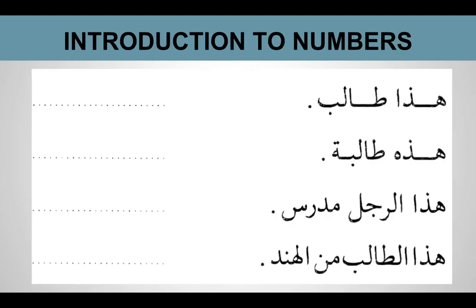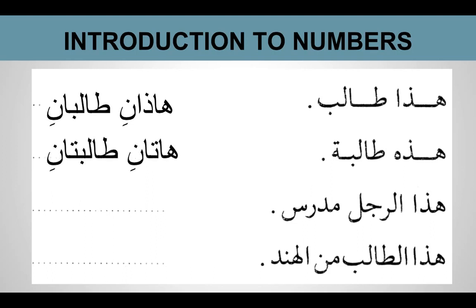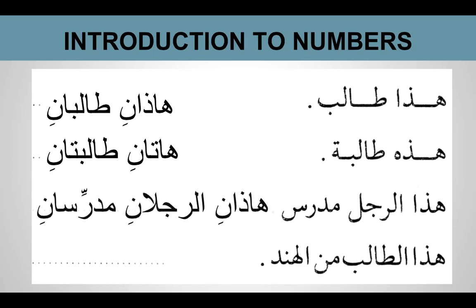Hada talibun. So it is hadani talibani. هذه طالبة will be هاتان طالبتان. So feminine will be هاتان and طالبتان. So هذا الرجل مدرس. See, هذا is the mubtada, الرجل is the badal, and we have the khabar. So how do we make a dual sentence here? هذان الرجلان مدرسان. هذا طالب من الهند. هذا الطالب من الهند. So هذان الطالبان من الهند.